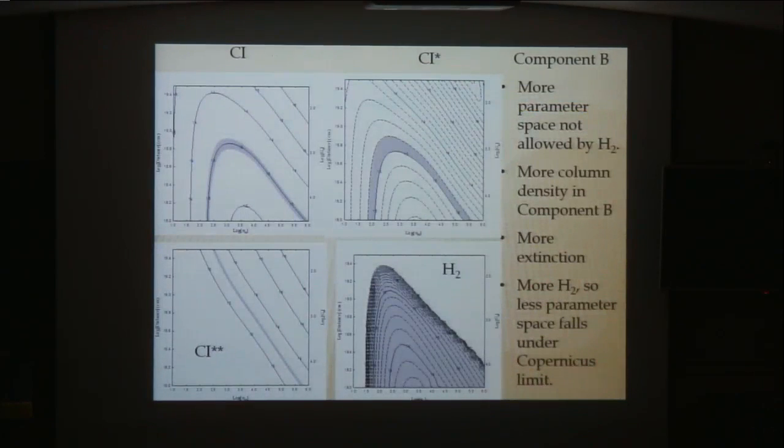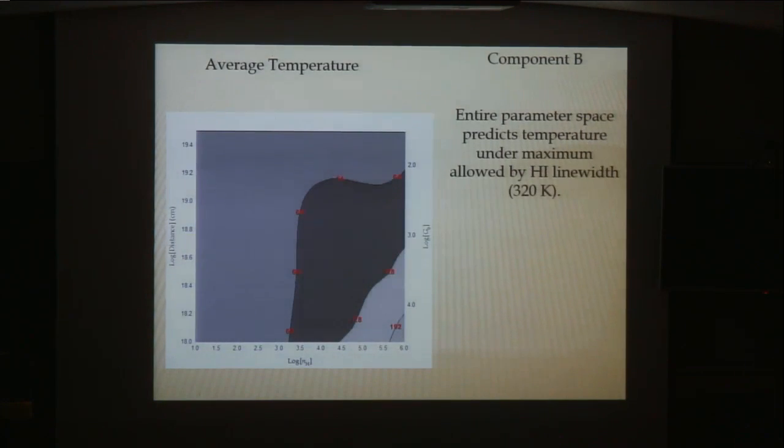For component B, we stop at a bigger column density. You can see the constraints here. You might notice that the H2 is a little bit more moved in. That's because the bigger column density means that we have a larger region of the parameter space that exceeds the Copernicus limit. Temperature doesn't help any because the entire parameter space has a temperature less than 320.